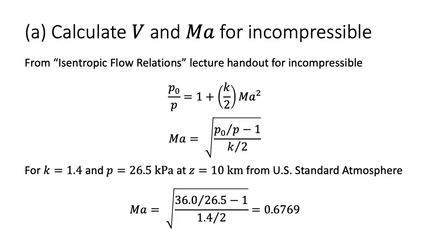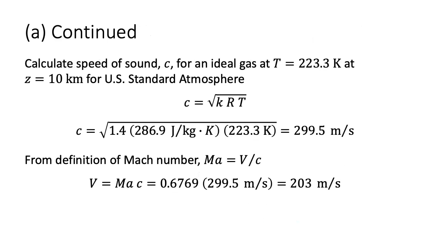For the specified elevation of 10 kilometers, its value is 26.5 kilopascals and can be looked up in the U.S. Standard Atmosphere tables that are available in Appendix A of your textbook. Since we know the pressure ratio, we solve for the Mach number and plug in this ratio and the specific heats ratio, which is assumed to be about 1.4 for air, to get a Mach number of about 0.68.